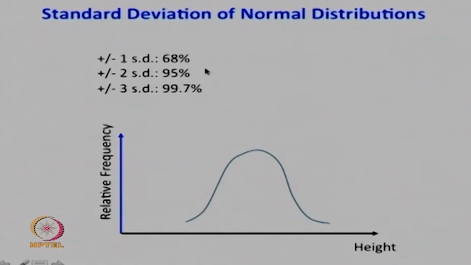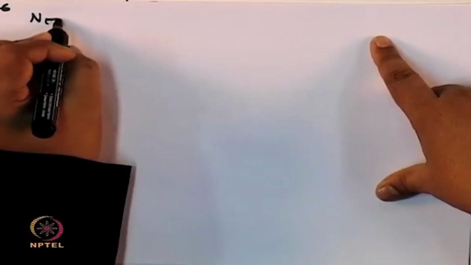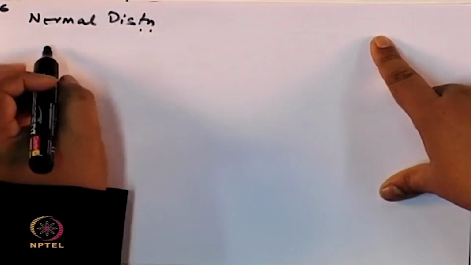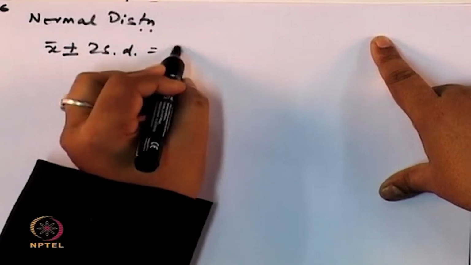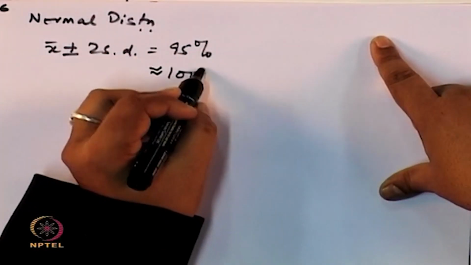So, when you calculate standard deviation, you can check whether the value you have calculated is approximately right or not. The exercise is very simple. You calculate the range. In case of a normal distribution, x bar plus minus 2 standard deviations is 95% of the data, which we can approximate as 100%.